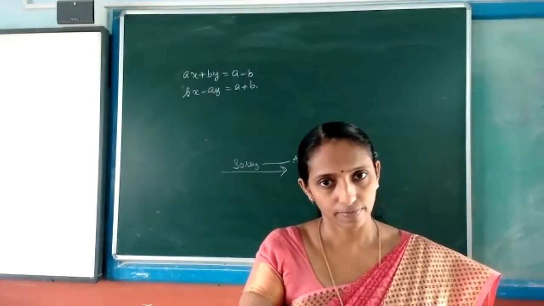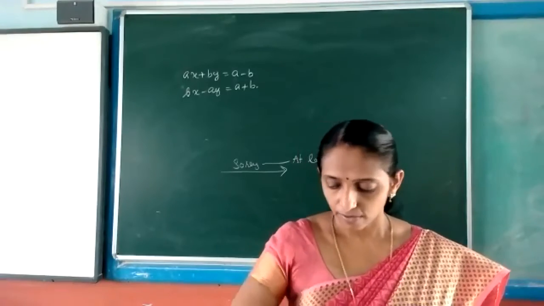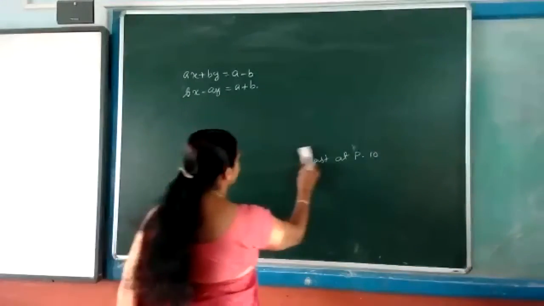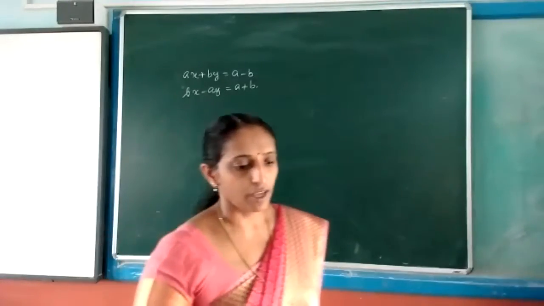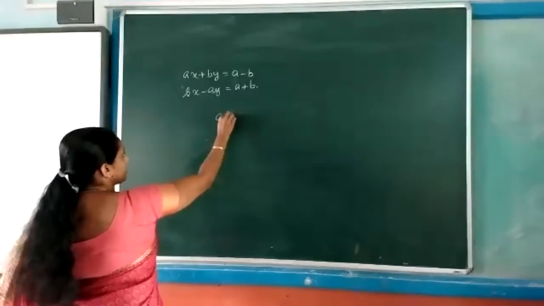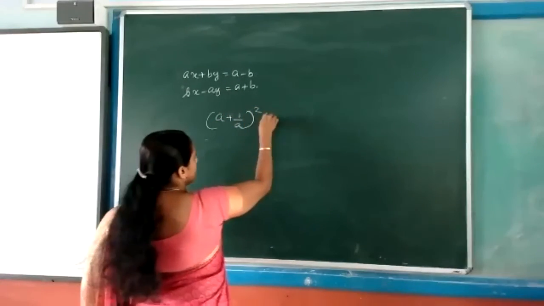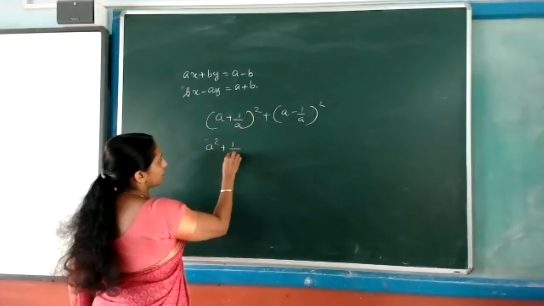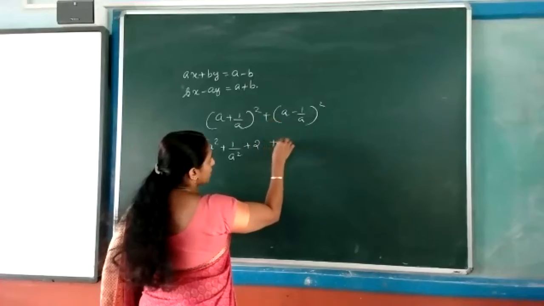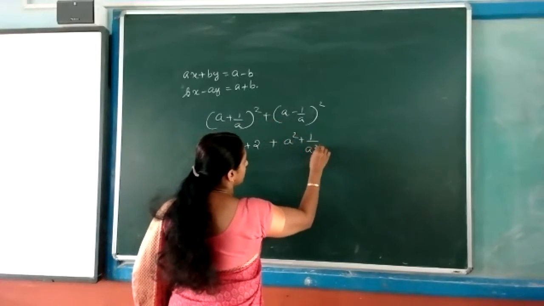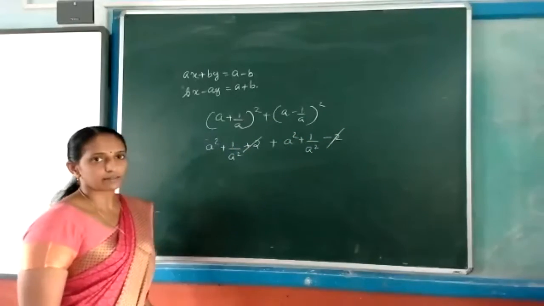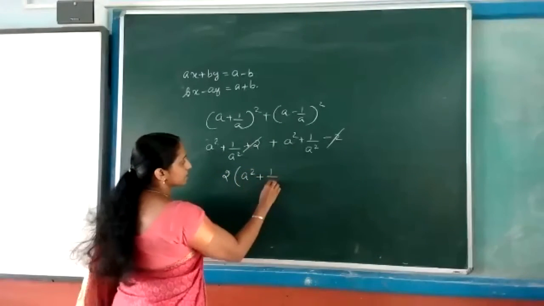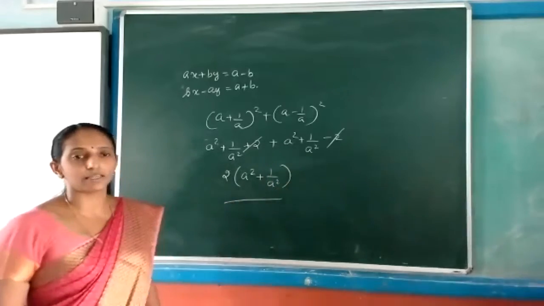Miss, but my answer is coming wrong by doing that. That means you have done it wrongly. How does the answer come wrong? It is given (a plus 1 by a) whole square plus (a minus 1 by a) whole square. If you expand this, you will get a square plus 1 by a square plus 2. And if you expand this, you will get a square plus 1 by a square minus 2. Plus 2 minus 2 cancelled. Then a square plus a square, that is 2 times (a square plus 1 by a square). This is the answer you are getting.